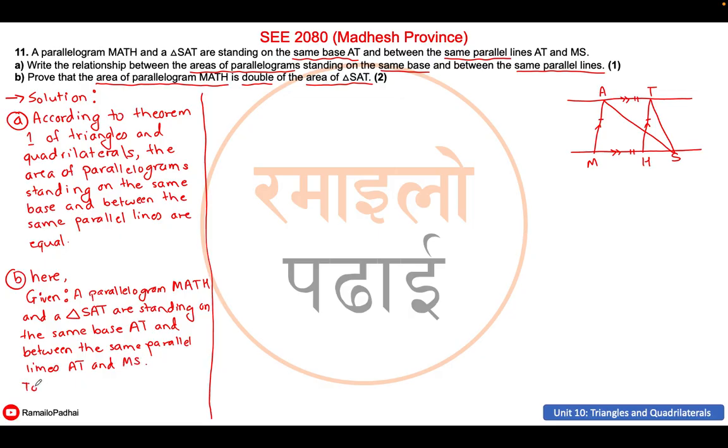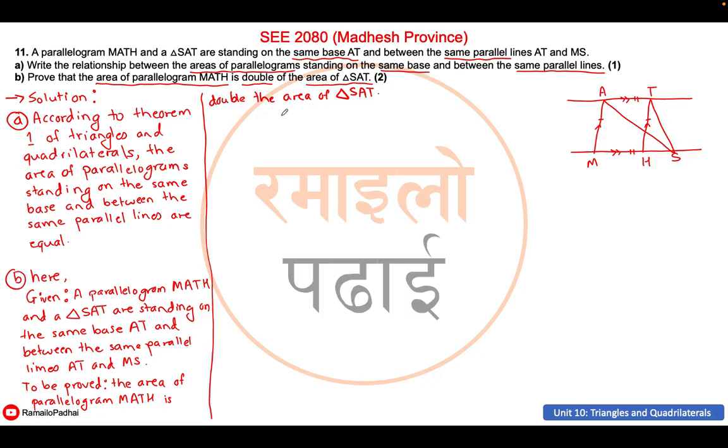Now, to be proved: what do you need to prove? The area of parallelogram is double the area of triangle SAT. So the area of parallelogram MATH is double the area of triangle SAT.